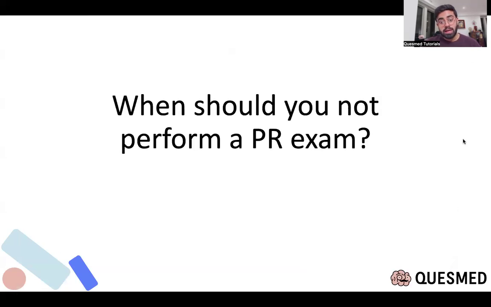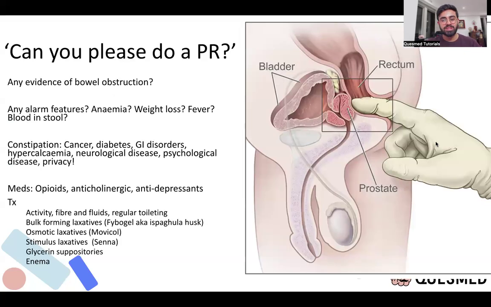Broad point, something a surgeon told me: when should you not perform a PR exam? I'm sure some of you may have heard this before. There's two reasons: either if you don't have a finger or if they don't have an anus. And having done both a geriatrics job and a surgical job, I've lost count of the number of PRs I've done, which I guess is not really a number to be proud of.